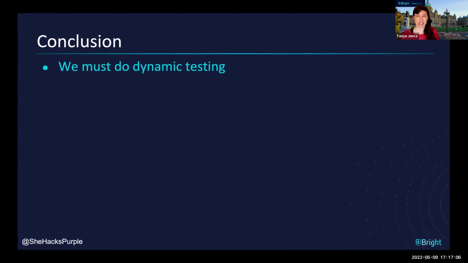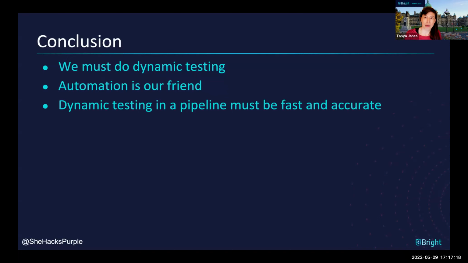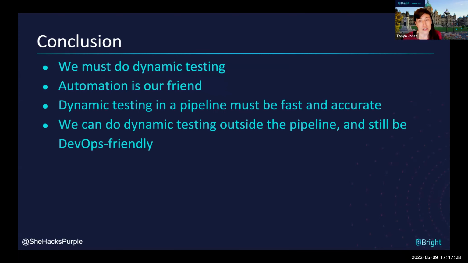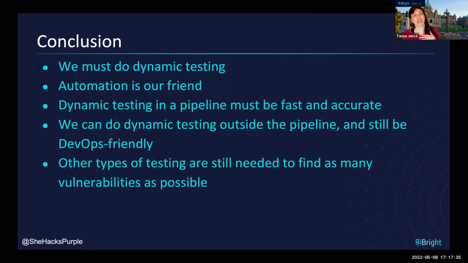So we need to do dynamic scanning. I personally start there. You don't have to start there, but I feel it's important. We already knew automation was our friend. Hopefully I've reinforced this for you. Dynamic testing in a pipeline must be fast and accurate. If you can't accomplish those things, you should yank it out so you can maintain good relationships with dev and ops. We can do dynamic testing outside the pipeline and still be DevOps friendly and still maintain all those awesome relationships. Other types of testing are still needed so we can find as many vulnerabilities as possible.